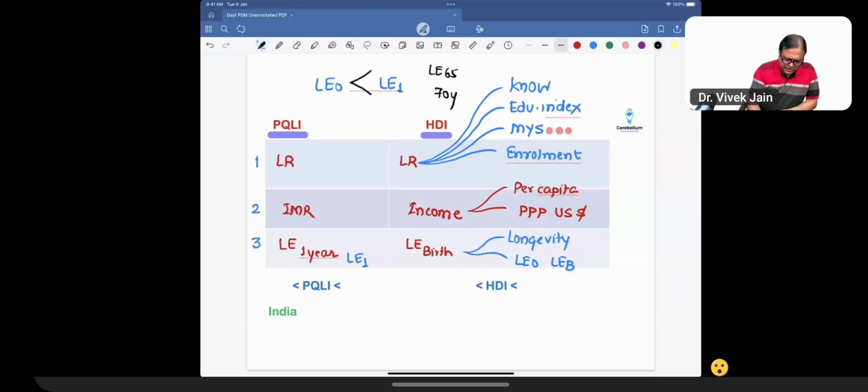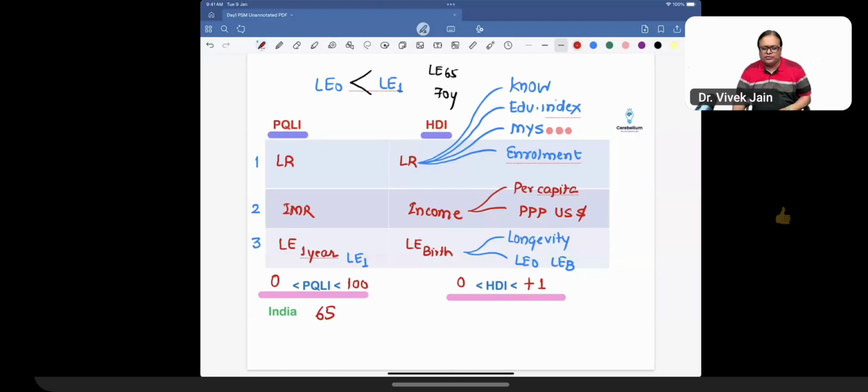Okay. Physical quality of life index lies between, human development index lies between. Complete the answer, friends. PQLI lies between 0 to 100 and human development index lies between 0 to +1. India's PQLI is 65. They will not ask you the value. HDI of India is currently 0.644. Rank is 135. India belongs to which category of development? 0.644 is medium development. So we have low, medium, high, very high.